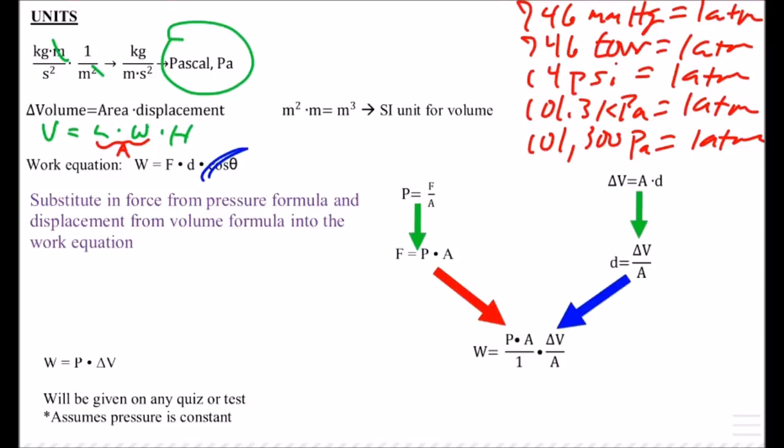So if we plug in the pressure times area in substitution for force, and we plug in the change in volume over area in substitution for displacement, you can see that our areas here are going to cancel out, and a brand new formula, it's a boxed equation, for work done by a gas or on a gas is going to be pressure times the change in volume. And please, please, please remember that this is talking about volume, not velocity. Okay?